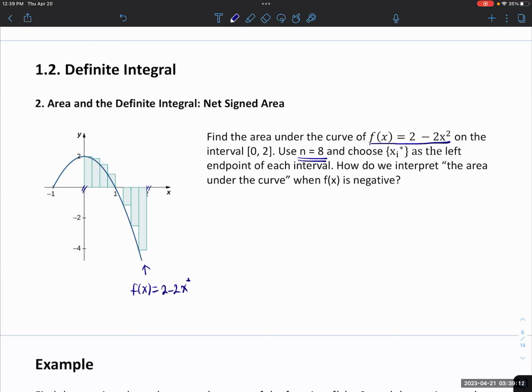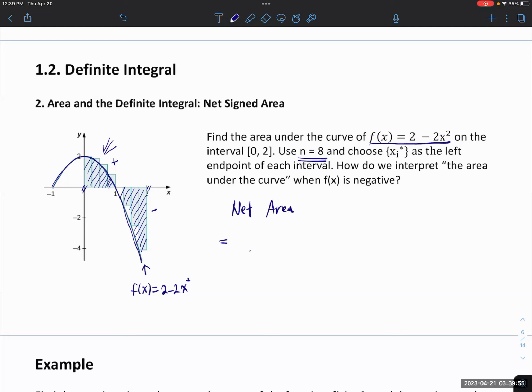But as you see, some rectangles are above the x-axis, and other rectangles are below the x-axis. So how do we find the area under the curve? Definitely we are looking for this area. This is the area under the curve, and this is another area under the curve. So in this case, we need to think about it. One is above the x-axis, another area is below the x-axis, because the function keeps going down, down, down. So one looks like a positive area, another looks like a negative area. So we call this the net area.